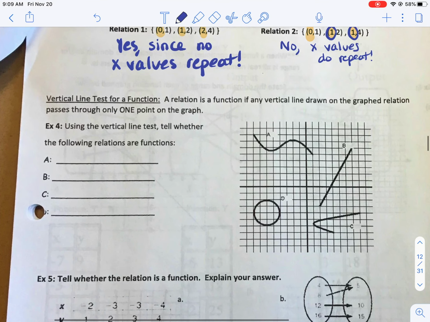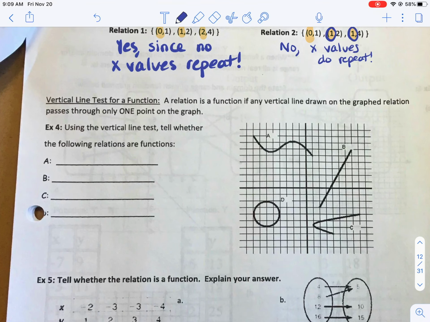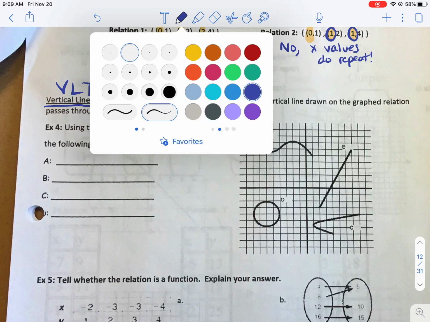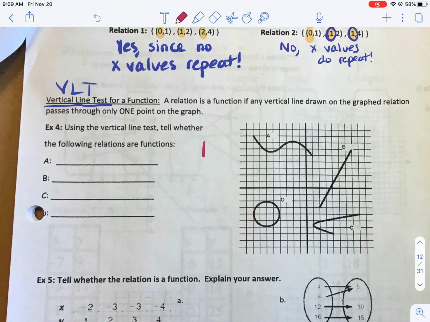Okay, so now we're also going to look at something called the vertical line test. The vertical line test, or the VLT, some of you might remember this, is when we look to see if a vertical line crosses a function more than once.